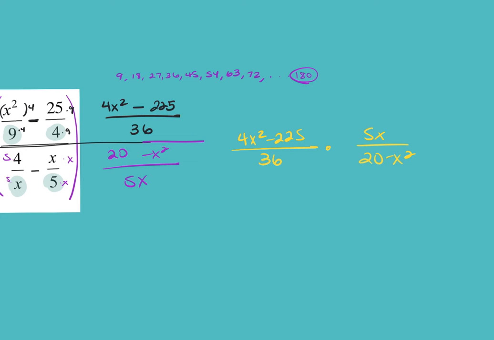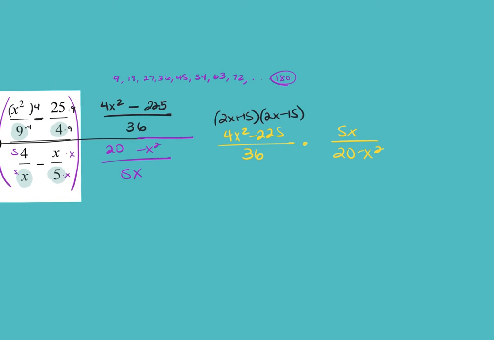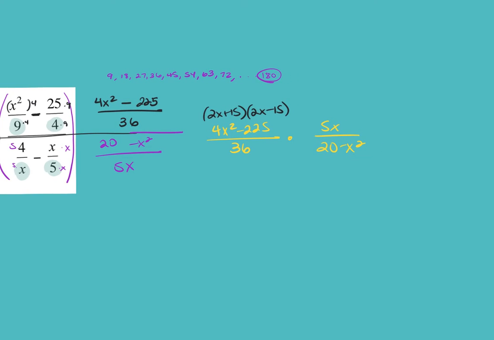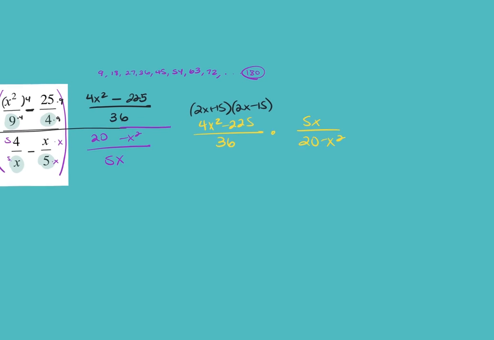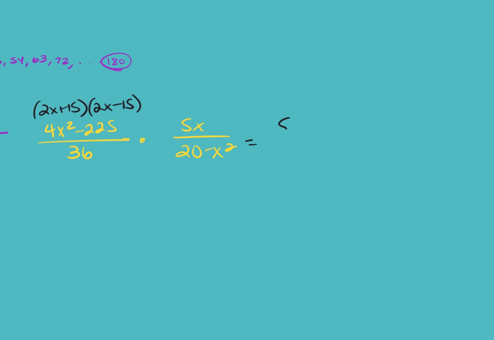And then this is difference of two squares, 2x plus 15 and 2x minus 15. That's not difference of two squares. So you literally have to multiply out what's left because they don't simplify. So instead of factoring it, they left it as 4x squared minus 225 over, and it would be 36 times 20 minus x squared. And I would see if that answer's there, because if it is, then you're done.